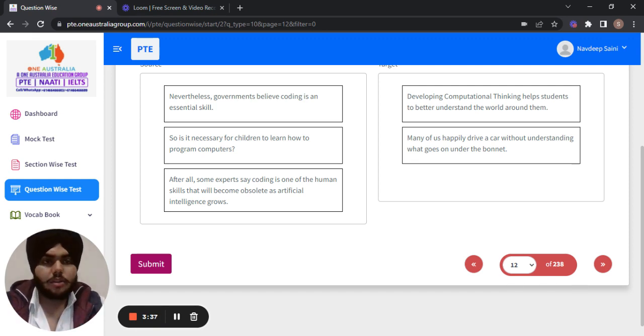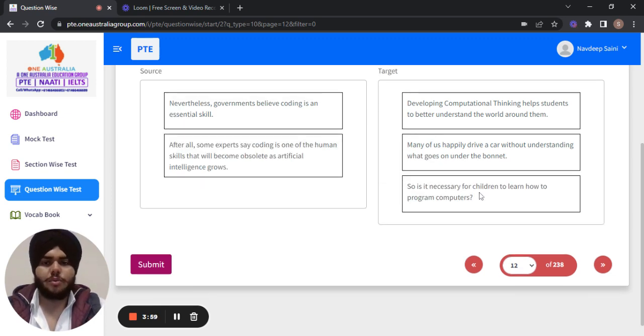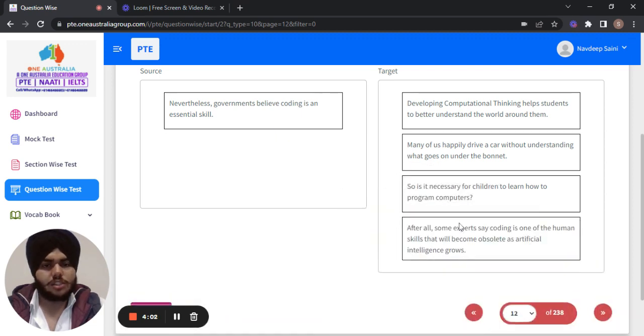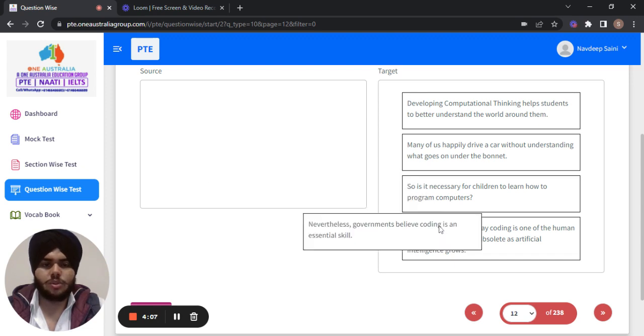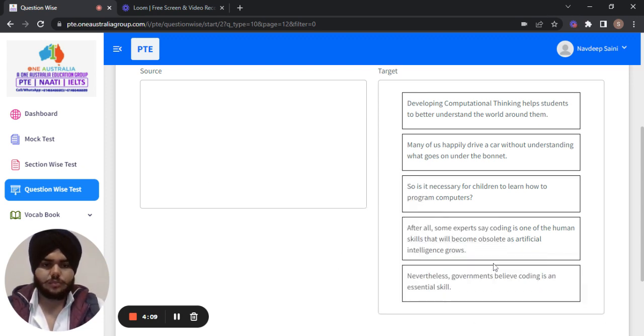Developing computational thinking helps students to better understand the world around them. Many of us happily drive a car without understanding what goes on under the bonnet. I think this line is correct. Let's put it together and then we'll go through it one more time and I'll explain. Many of us happily drive a car without understanding what goes on under the bonnet. So, is it necessary for children to learn how to program computers? After all, some experts say coding is one of the human skills that will become obsolete as artificial intelligence grows. Nevertheless, governments believe coding is an essential skill.